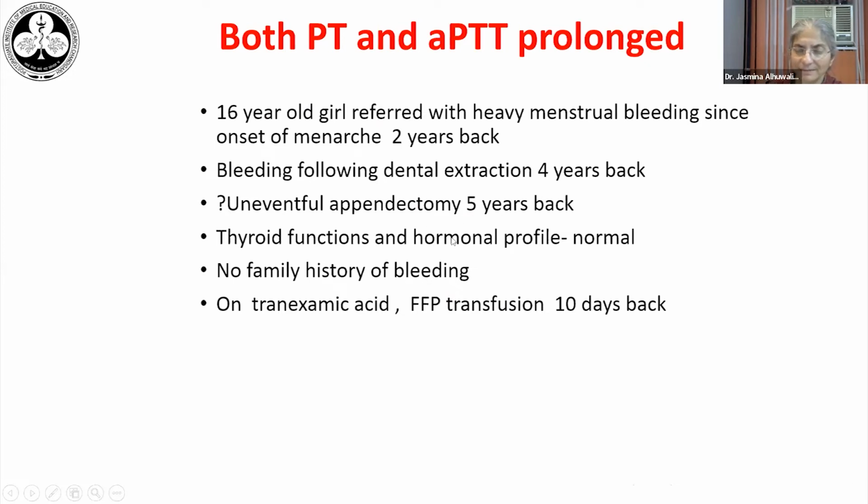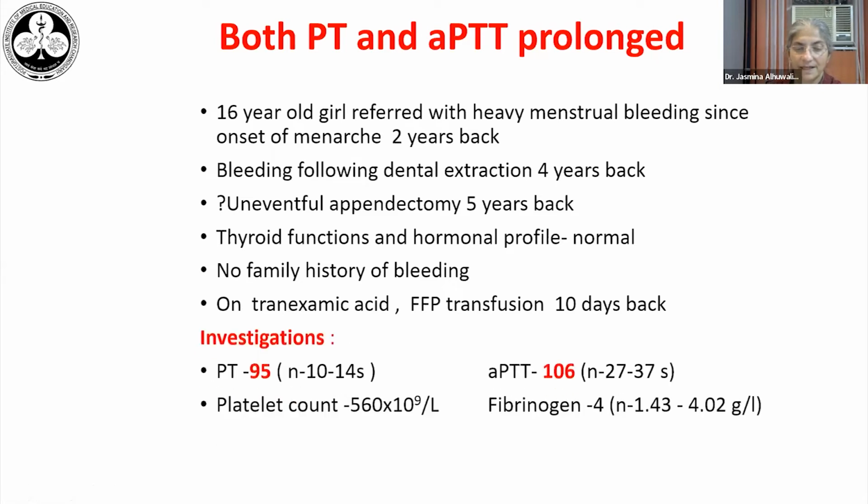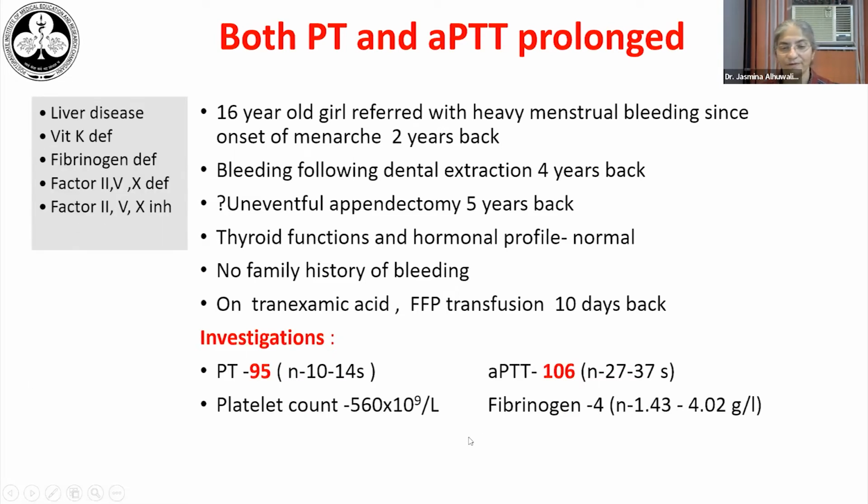This history was not very clear, but she seemed to deny history of any blood given at that time or any plasma. Her thyroid functions and hormonal profile were normal. There was no family history of bleeding. And when she came to us, she was on tranexamic acid and had received a fresh frozen plasma transfusion 10 days back. In her, the initial investigations revealed a prolongation of both PT and APTT with a normal fibrinogen.